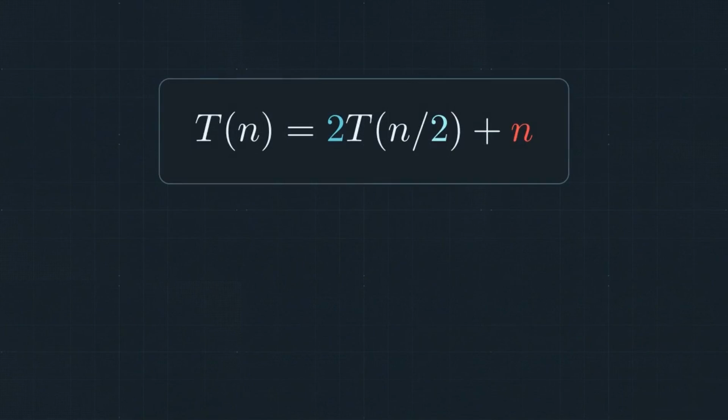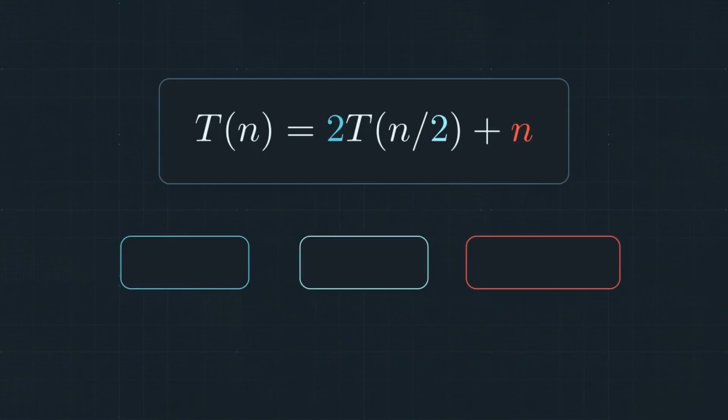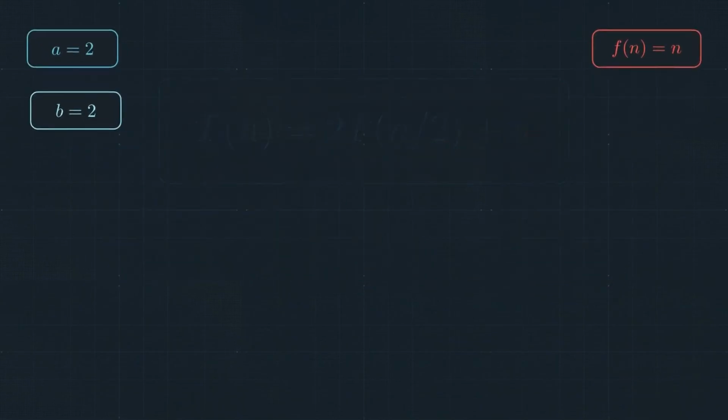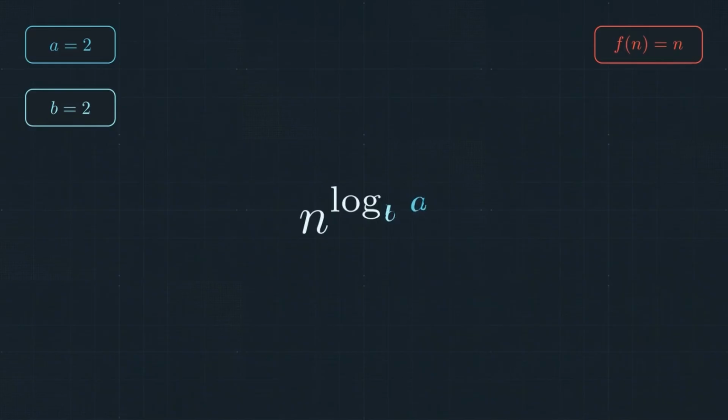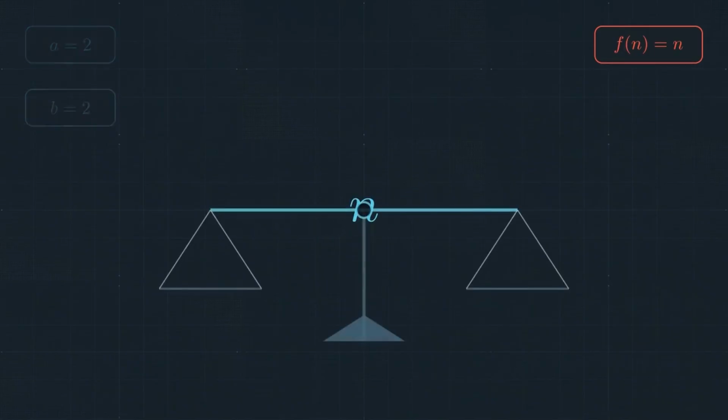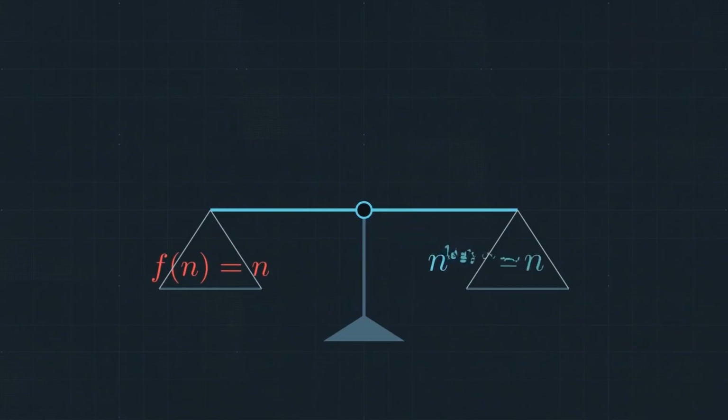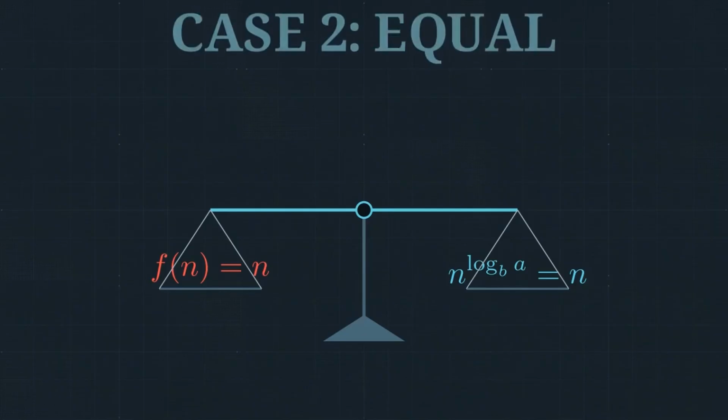This new matrix shows the standard recurrence relation for the merge sort algorithm. Here, a is 2, b is 2, and f of n is simply n. Calculating our critical leaf quantity, log base 2 of 2 collapses to 1, yielding simply n. We check the scale. With n on the left and n on the right, the two sides balance perfectly.